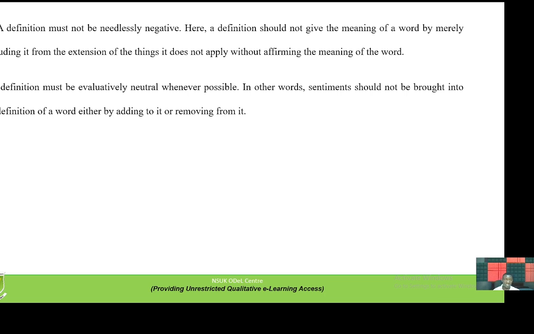The last but not least, a definition must be evaluatively neutral whenever possible. In other words, sentiment should not be brought into the definition of a word, either by adding to it or removing from it. We have to be conscious of that. Do not allow your sentiments to cloud you whenever it comes to defining terms. Maybe as a man, you may want to define a term in a way that will be favorable to men at the expense of women. You are not being neutral in the definition you are providing. That's what we will say. It has to be evaluatively neutral whenever possible.